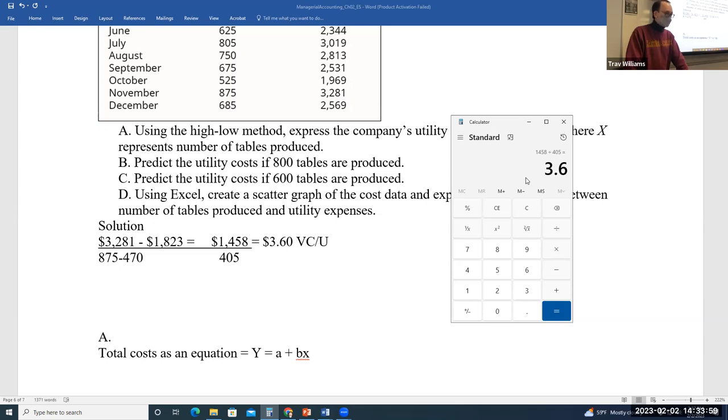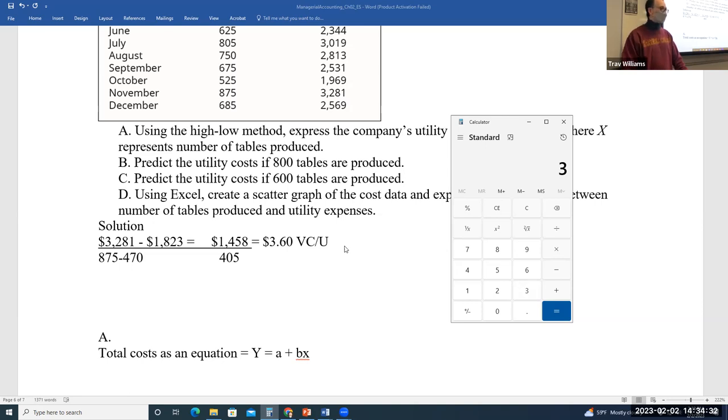Variable cost per unit times the number of units. Okay, so we take the 360 that we just calculated. We could do either the 875 or the 470. So let's just do the 875. That gives us a number of 3,150. And what do we do with that number? Subtract it, Zara, from the total cost.